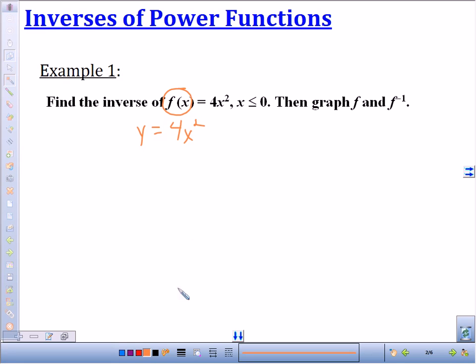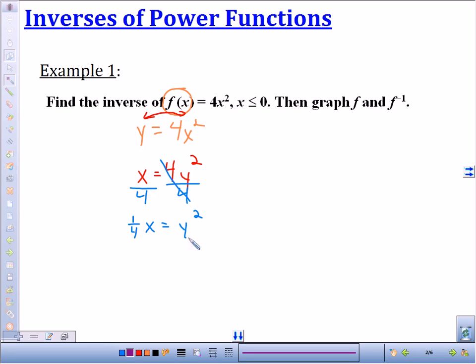So we want to swap, just like we did in the last video. We swap x and y, and we get x equals 4y squared. Now we want to solve this equation. To solve this equation, we would start by dividing by 4. So we divide by 4, we get 1/4 x equals y squared.